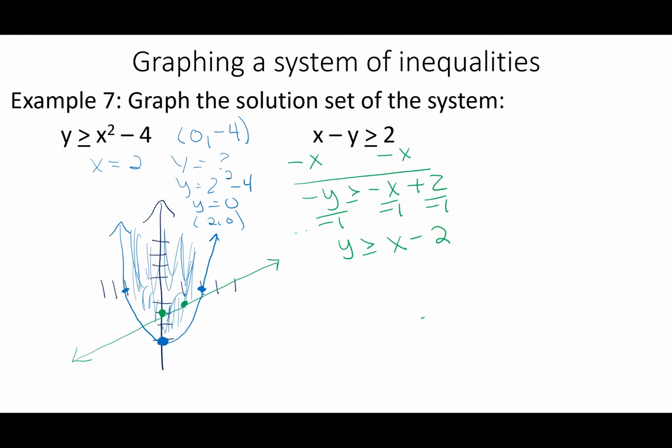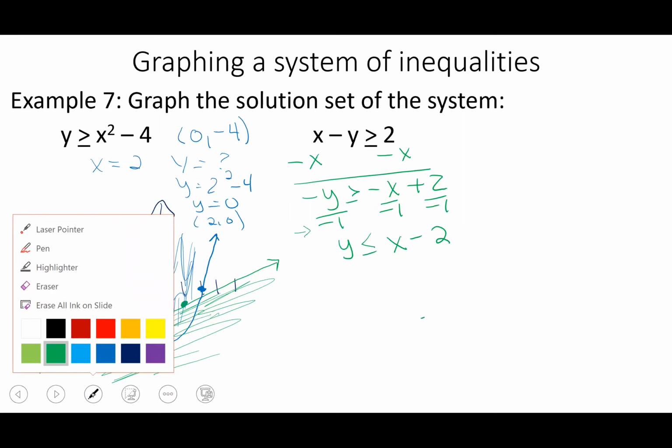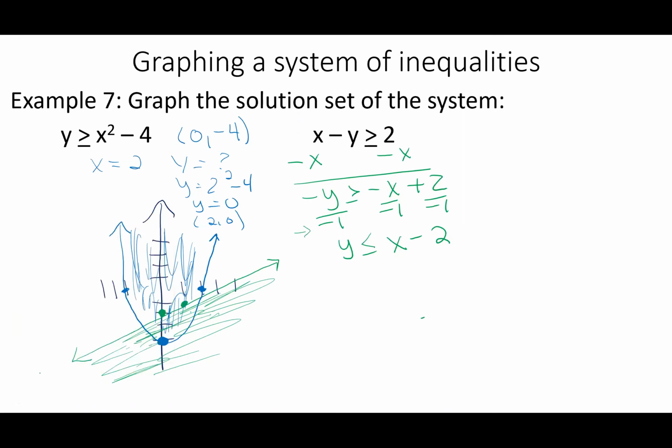I divided by -1 on this step. What should I have done to my sign here? I forgot to flip it, didn't I? So I need to shade below. Now, where does the blue and the green cross? They cross right here below the line, but inside the parabola, and that would be your final answer.